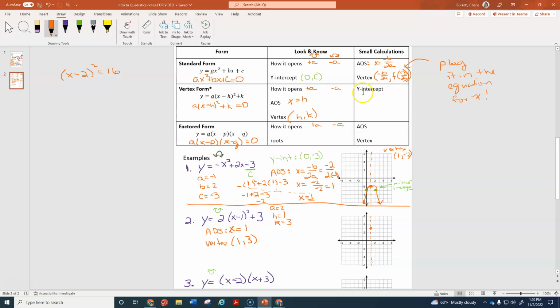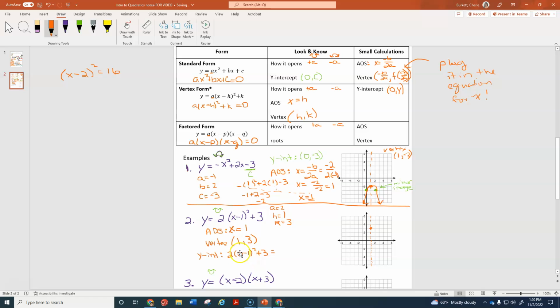But we do have in the small calculation category, we can easily calculate the y-intercept. Remember, the y-intercept is the value when you plug in 0 for x. So that's how you're going to calculate your y-intercept. You're going to take your equation that they give you over here and plug in 0 for x. So to find your y-intercept, you're going to take 2, plug in 0 for x, and then calculate that.